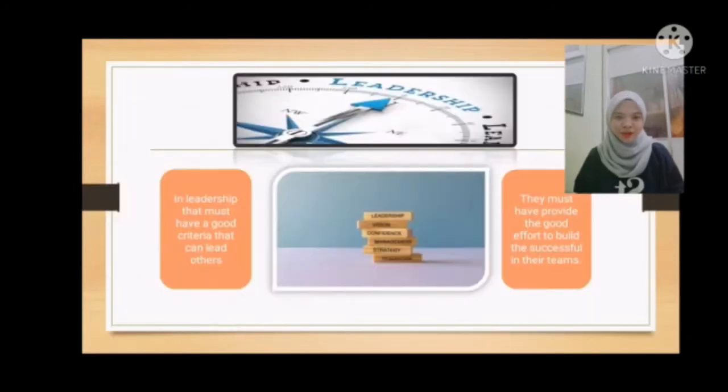In this first slide, I want to explain about leadership. In leadership, there is one leader that can guide us, either individuals or groups. Through that, the followers or other people will be more confident when they have one leader that can guide them. Also, in leadership, that one leader should make a good effort to build their team, so through that they can achieve success together.